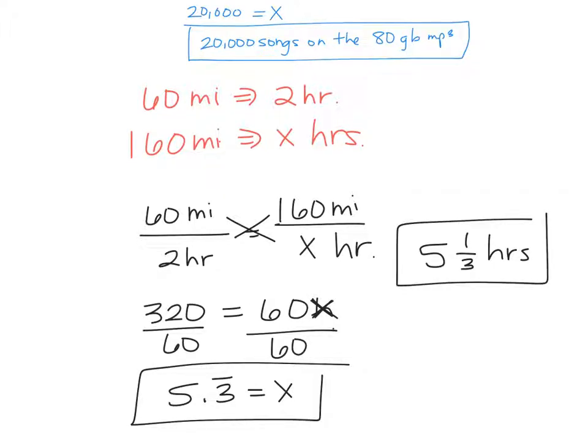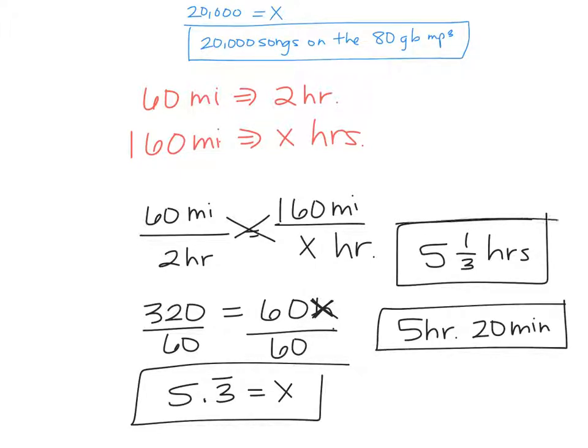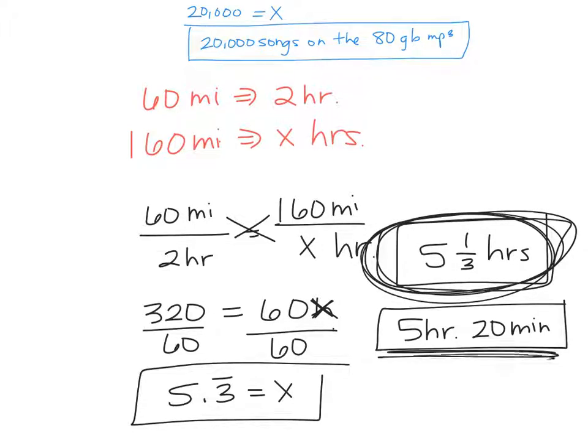Okay, so here's my question. 5 1/3 hours is 5 hours and how many minutes? What's 1/3 of an hour? 20 minutes, right? 20, 40, 60 would be 1 hour. So it's 5 hours and 20 minutes. You can just give me this 5 1/3 hours, that's totally fine. But I just want you to understand it's not like 5 hours and 3 minutes. It's 1/3 of an hour, which is 20 minutes.